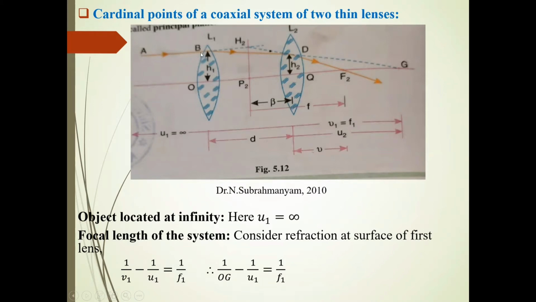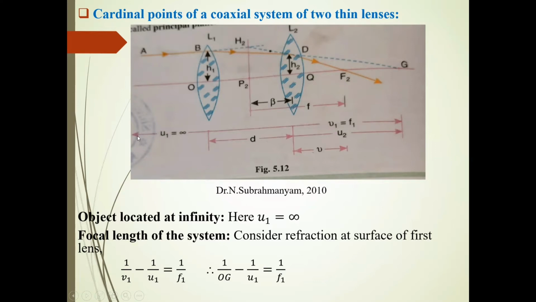This ray, in the presence of the L1 lens only, will follow the path ABDG. And if you introduce this second lens L2, this G will act as the object for this lens, and the ray, instead of following path BDG, will go along DF2. If DF2 is produced backward and the AB ray is produced in the forward direction, they will meet at point H2, and this is the principal plane.